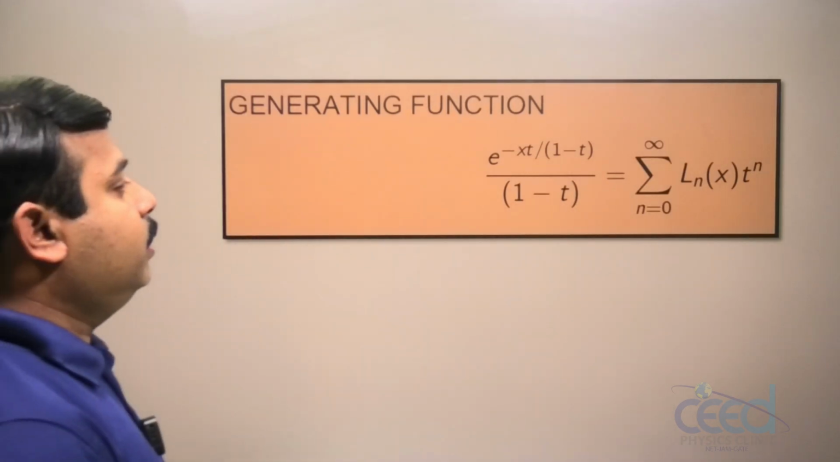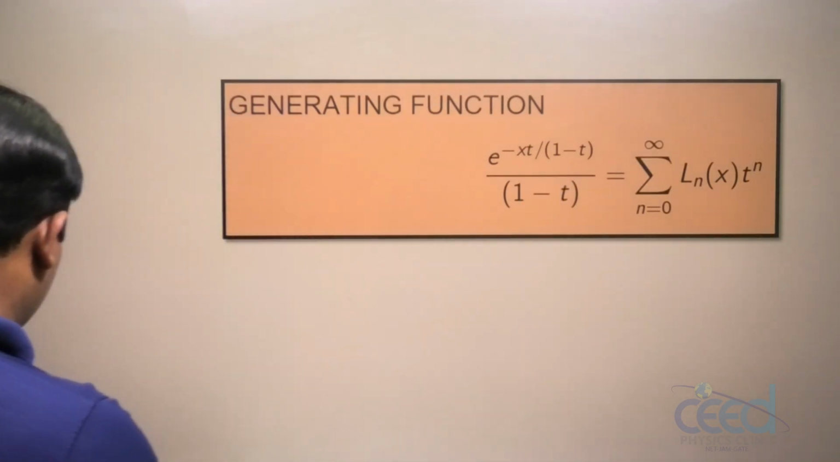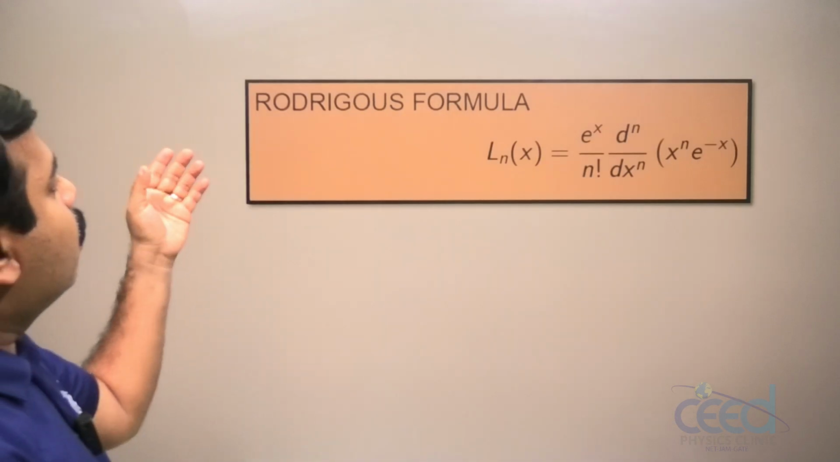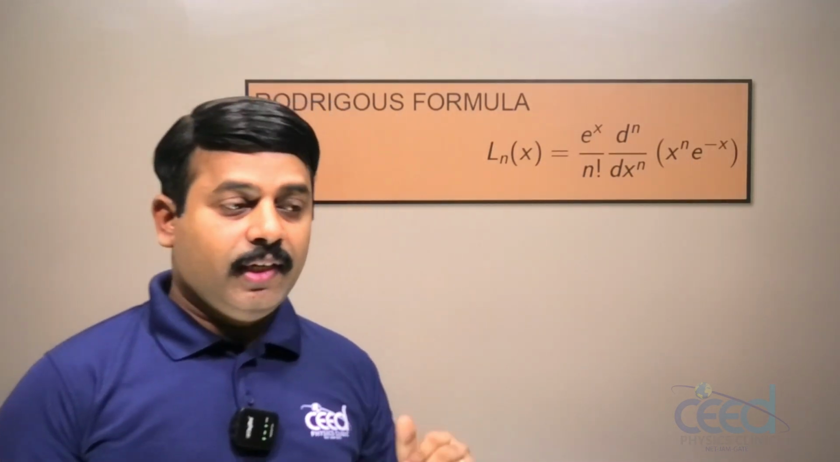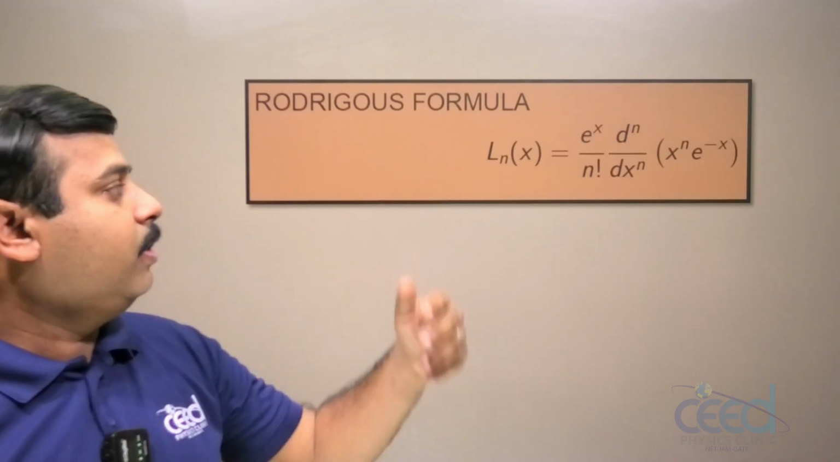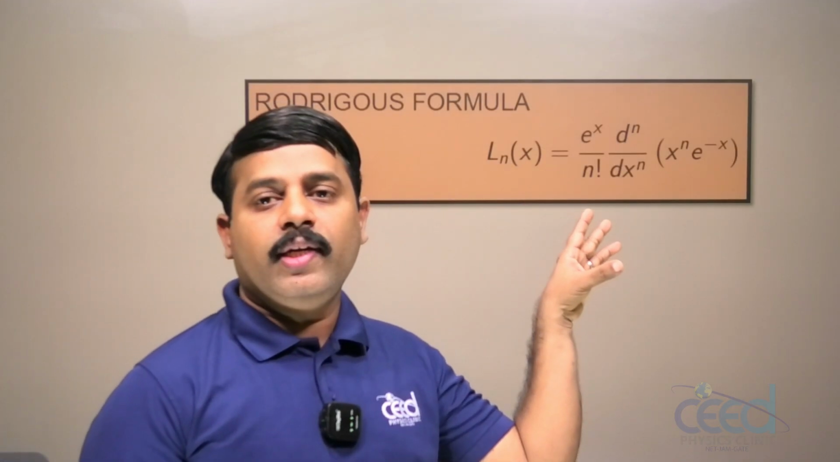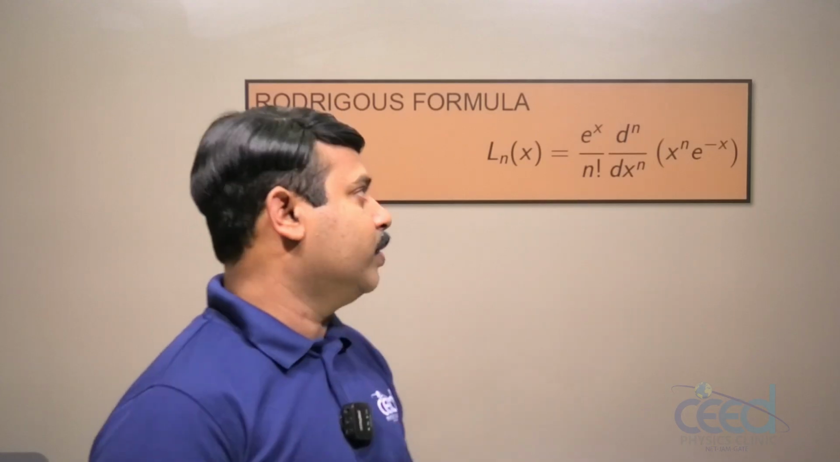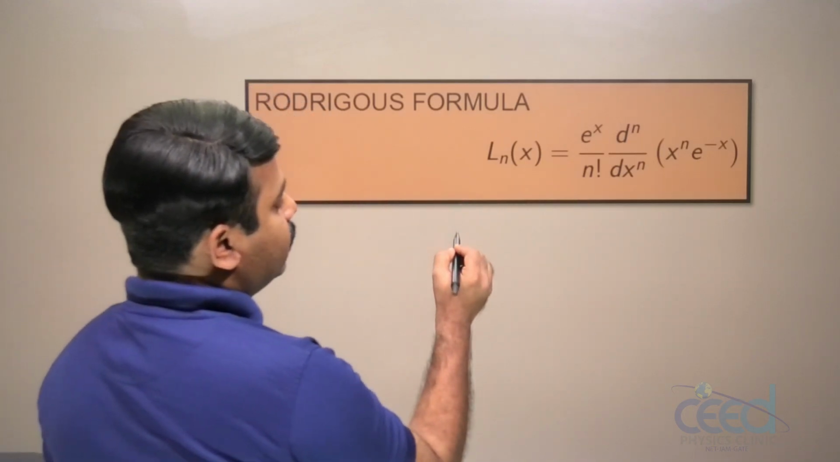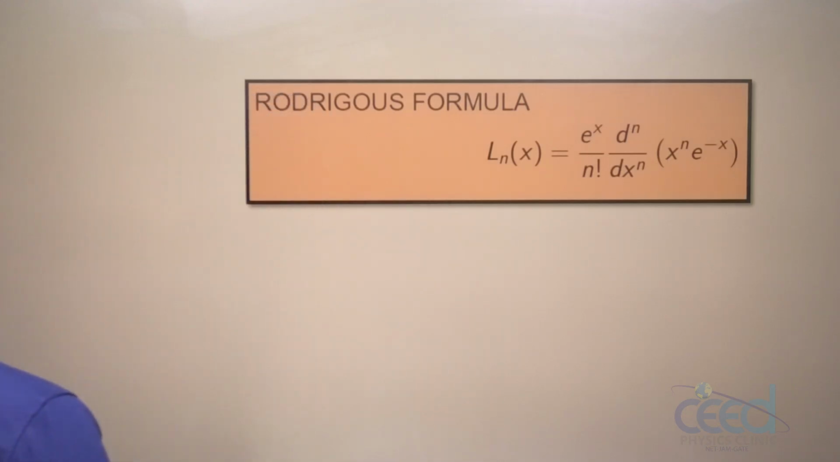Yes, so this is the generating function. Now next is the Rodriguez formula. In Hermite polynomials also we find a Rodriguez formula. This is also one of the easiest methods to find L1 of x, L2 of x, L3 of x. For example, to find L0 of x, so let me take a pen.